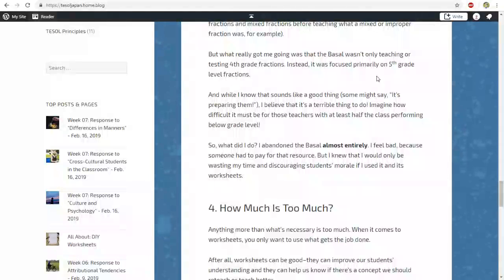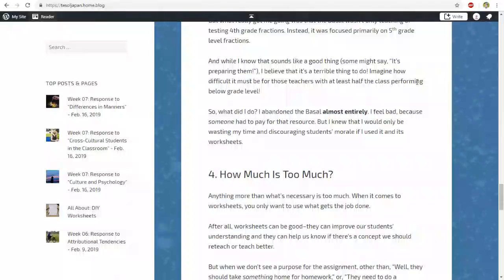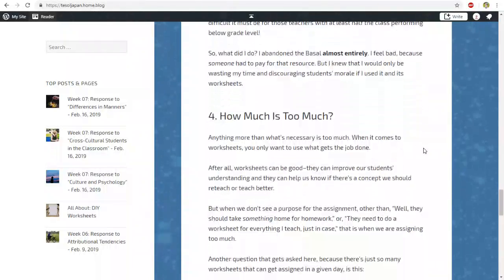Let's assume that I have students in my class performing below grade level, maybe on a 3rd or a 2nd grade level of math understanding. Do I really want to skip 4th grade and teach them 5th grade level fractions? Maybe not, because that's very discouraging, and honestly, it would be a waste of time because I would have to go back. I would have to make sure that they understand.